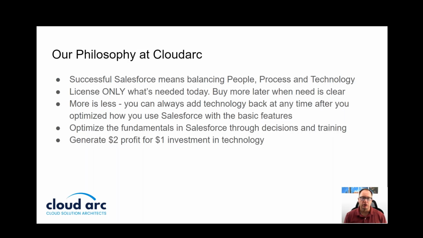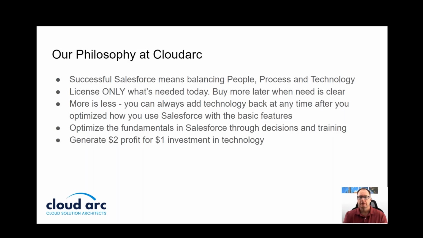The third point here to our philosophy is that more is less. You can always add technology back at any time. Very rarely do you get value for getting pricing discounts in the short term. So if you're buying extra licenses or you're buying a higher license than you need because you're getting some discount, you're not really getting value for that.